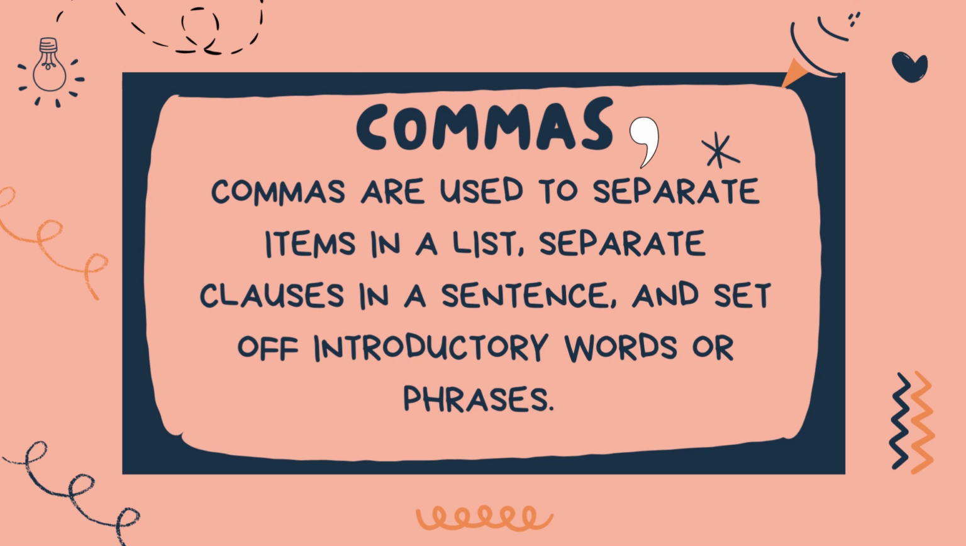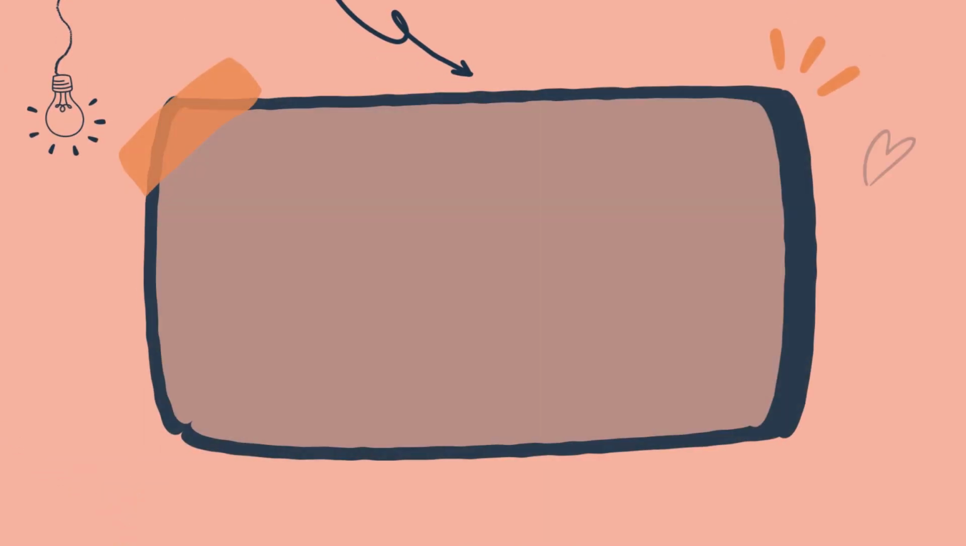All right, so let's talk about the comma. Commas are very important punctuation, just like we said earlier, because they are useful when it comes to separating items in a list. We also use commas to separate clauses, but the clauses we use commas to separate are dependent clauses. So we use commas to separate dependent clauses, and then we use them to set up introductory words or phrases. Let's look at some examples.